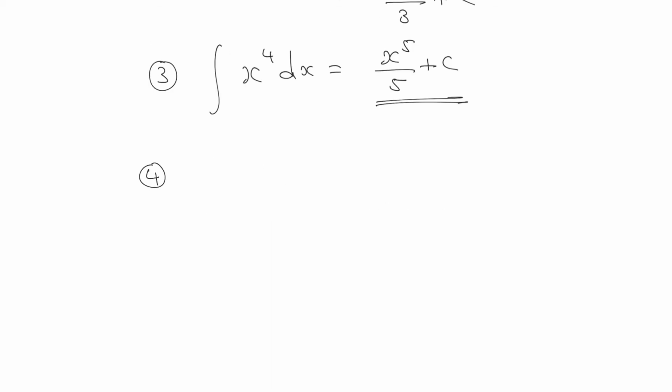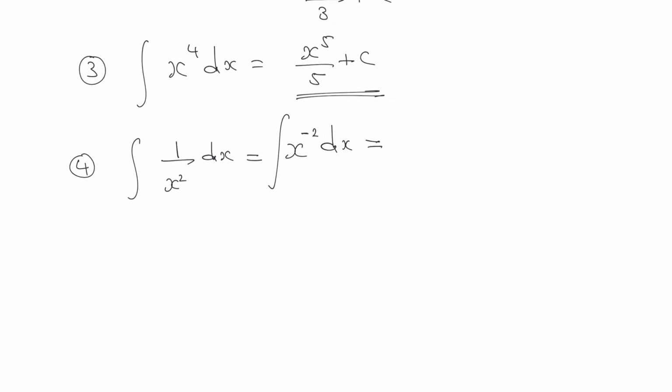Now let's say it is given that integration of 1 by x square dx. Here just remember that we cannot keep it in the denominator and use the direct formula. First you have to take it to the numerator. So first write x raised to minus 2 dx. Now it is in the form of x raised to n dx, where n is minus 2. So this will be equal to x raised to minus 2 plus 1 divided by minus 2 plus 1 plus constant of integration c. So this is equal to x raised to minus 1 divided by minus 1 plus constant of integration c.